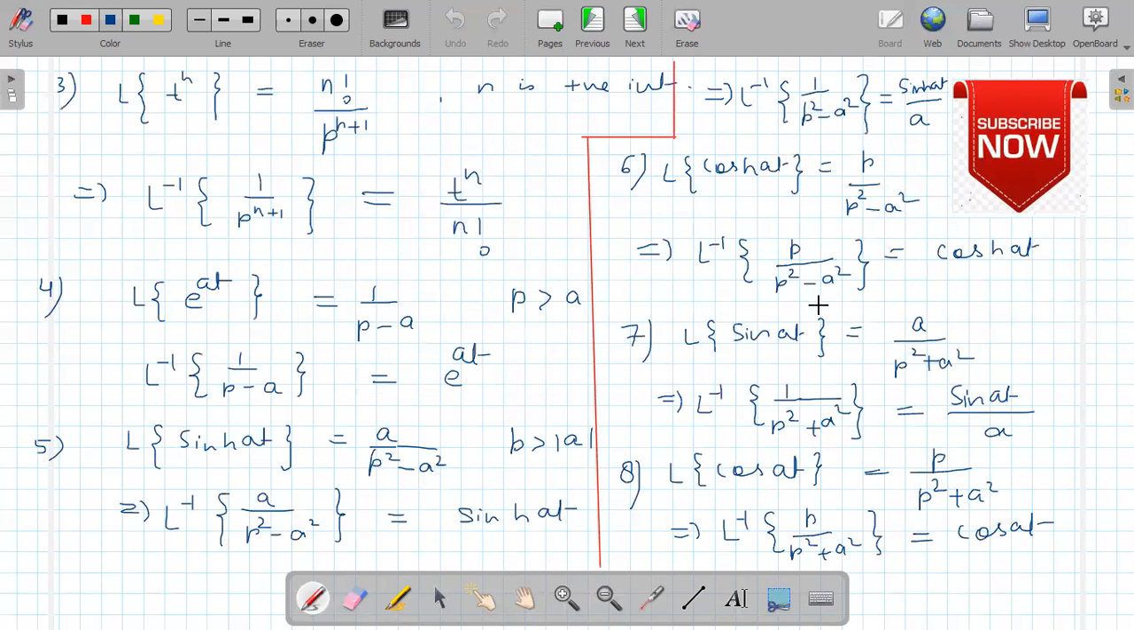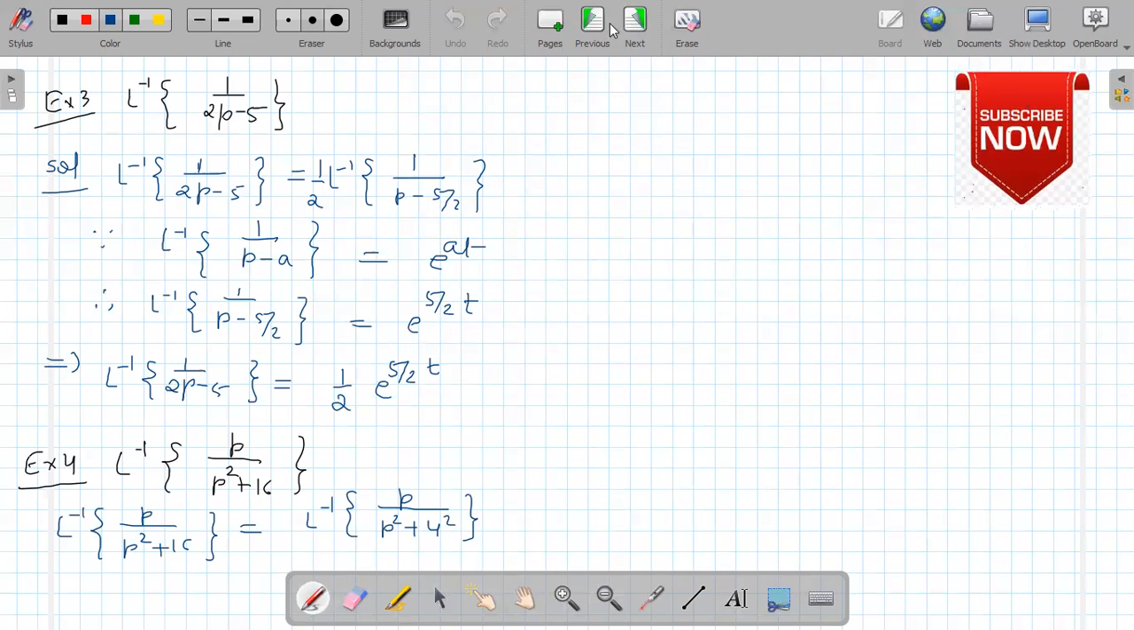This p square plus a square, this one, its Laplace inverse is cos at. So you have to memorize all the formulas. Cos 4t. Okay.